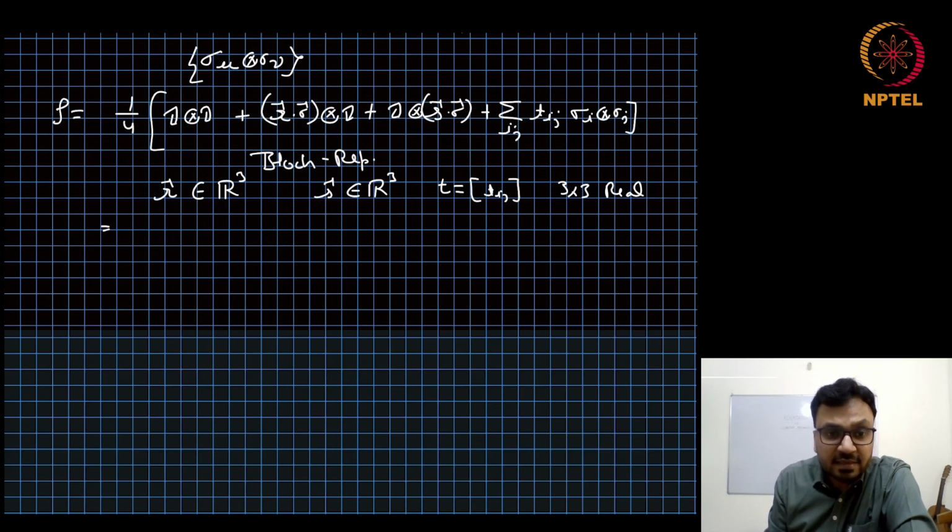From here, we can see that the expectation value of sigma i tensor sigma j, which is trace of rho times sigma i tensor sigma j, is t_ij. Please verify it.